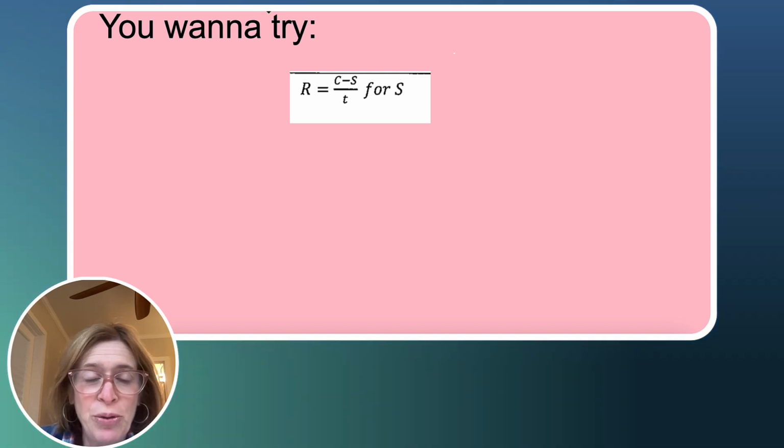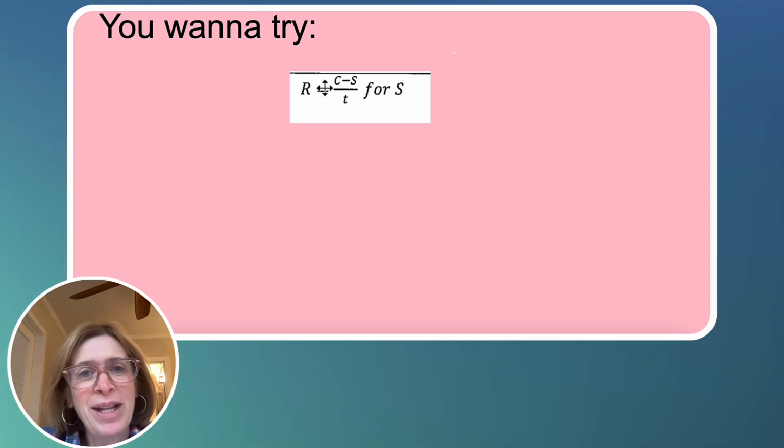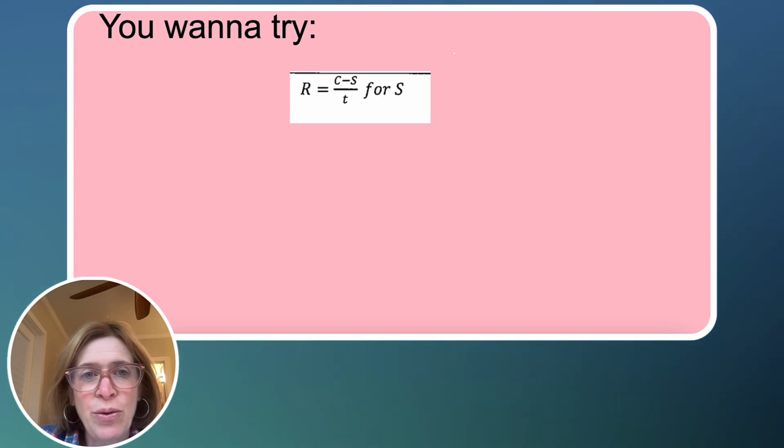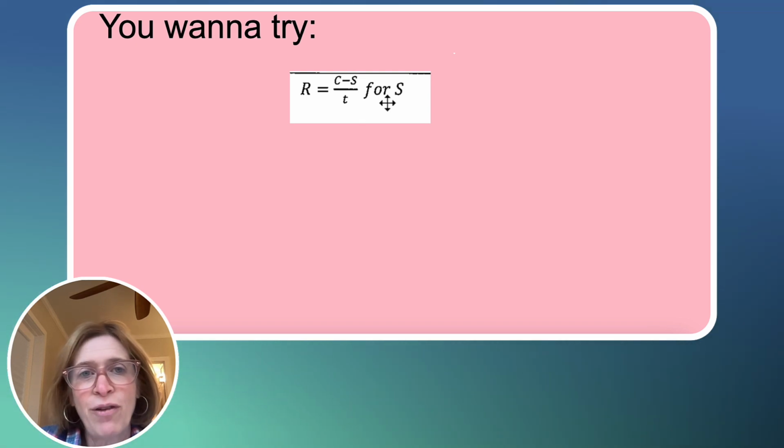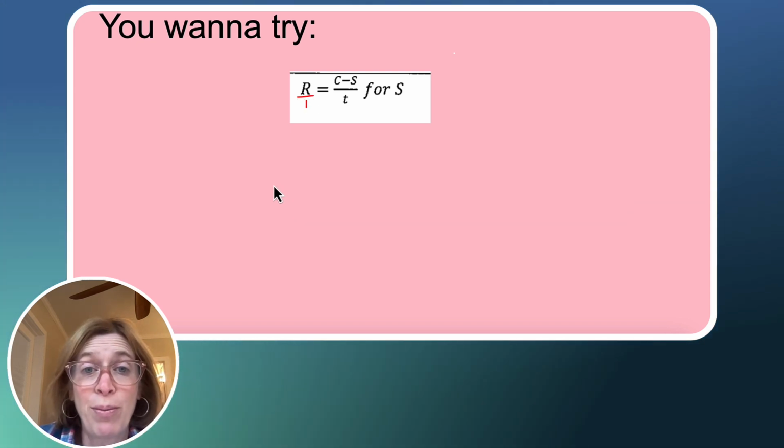So this is part 2, and I'm going to start off by reviewing the end of part 1, which was how do we solve a literal equation that's like a proportion. So I'm looking at this question: r equals c minus s divided by t, and it wants us to solve for s. And I always like to make sure that I recognize that this r would be written over 1. So it does look like a proportion.